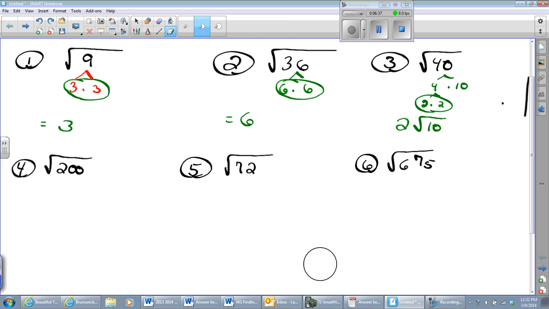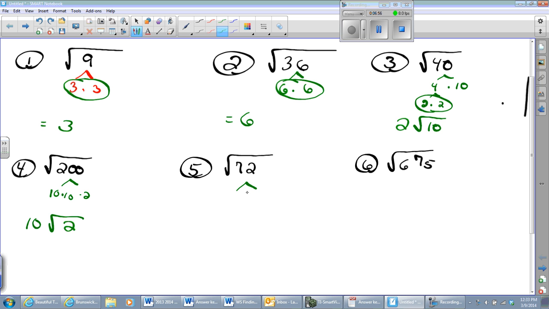But when we're simplifying radicals, we're only talking about pairs. And so I'm going to break 200 down to 10 times 10 times 2. Well, the 10s will go out on one date, and the 2 will be left at home. Okay, 72. Let's see here.